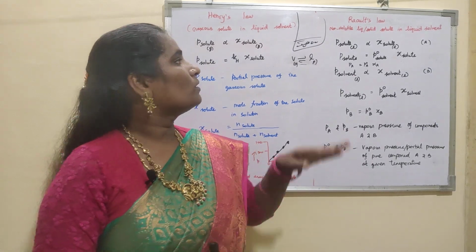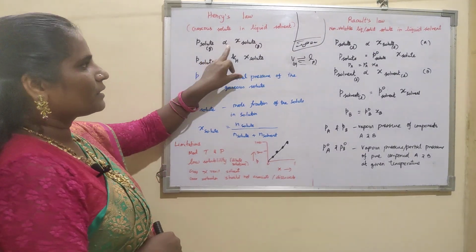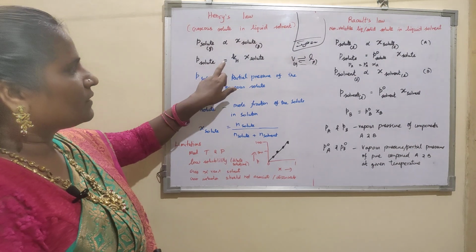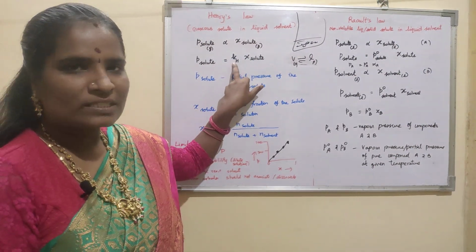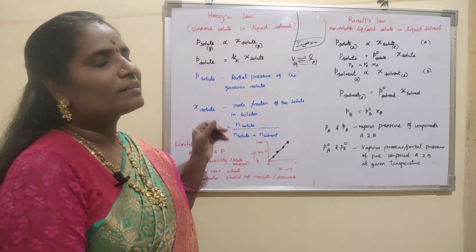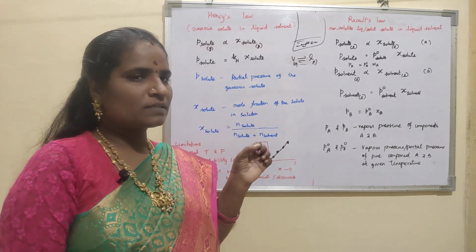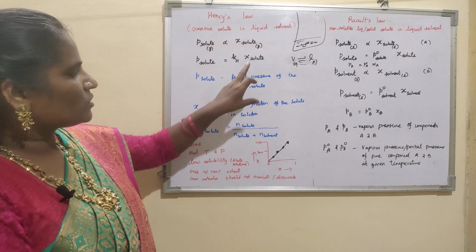So what it reads is: the partial pressure of the solute is directly proportional to the mole fraction of the solute. We put in a proportionality constant, that is KH, known as Henry's constant. So p solute, small p, we should not write the capital P. Capital P means total pressure, small p means partial pressure. So what is the mole fraction of the solute?